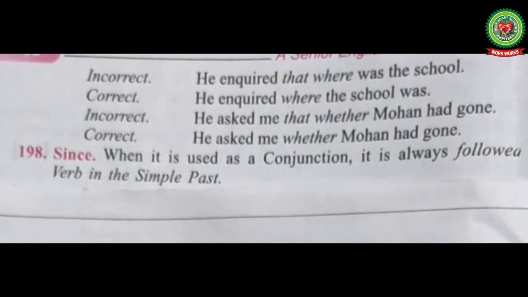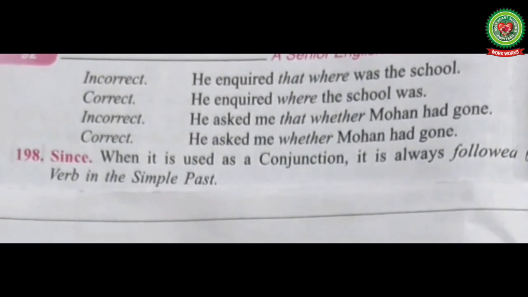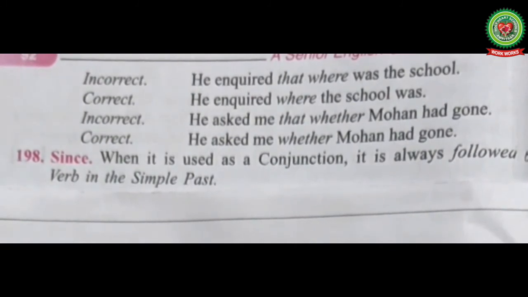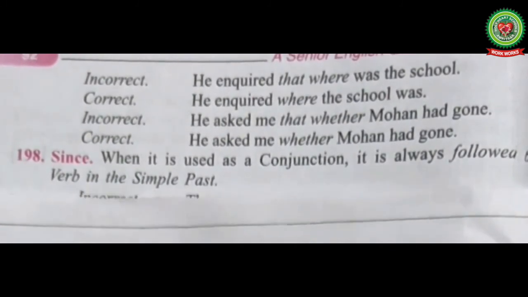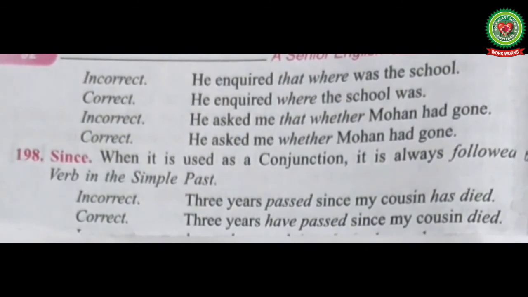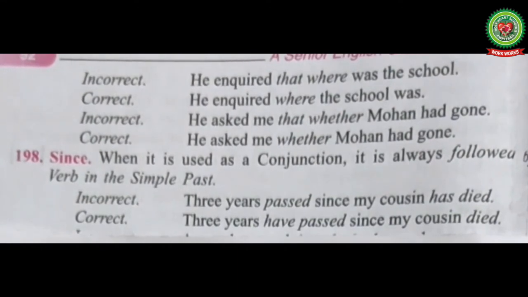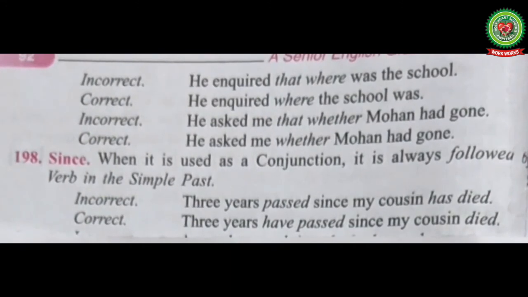Let's move to the next correlative conjunction, since. Since refers to specific point in the past when it is used as a conjunction. It is always followed by a verb in the simple past. For example, 3 years passed since my cousin has died. This is incorrect statement because since is followed by simple past tense. So the correct statement should be, 3 years have passed since my cousin died.